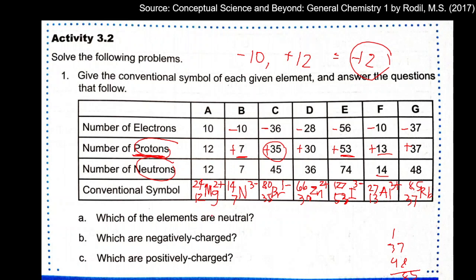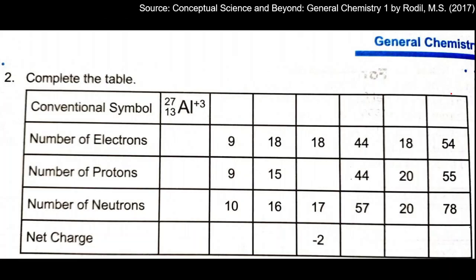So here, what elements are neutral? We have rubidium. Next, what are negatively charged? We have nitrogen, bromine, iodine. And then what are positively charged? That's magnesium, zinc, and also aluminum. And you also had this one in your quiz last time.